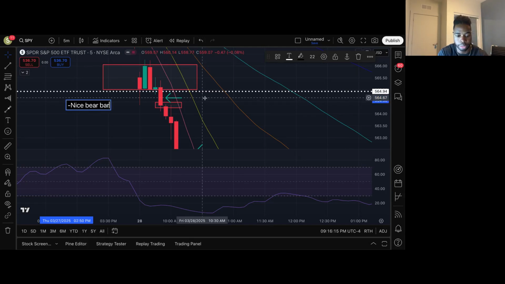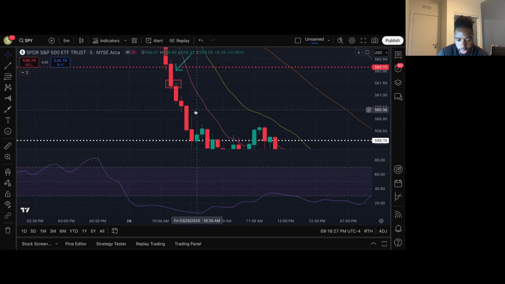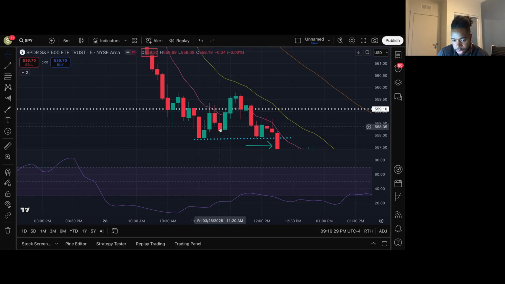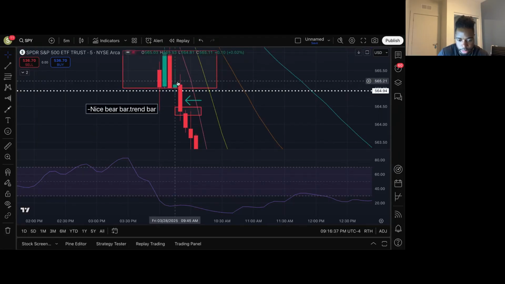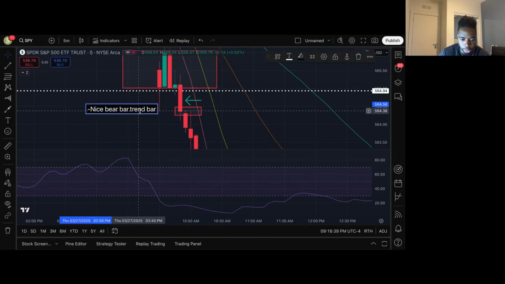So this is a nice bear bar. This is a trend bar. Trend bars are big bars that contribute to the direction of the trend. Non-trend bars are tiny bars like that one, like that doji, like this small bar here. Non-trend bars usually cause consolidation. But anyways, this is a very nice trend bar right here that broke below a key level. So I'm taking notes about everything going on in that area. Nice trend bar, breaking key level.